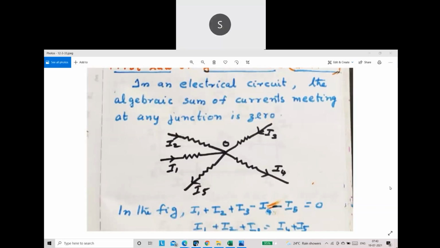Srirag, what is the first rule of Kirchhoff, a very important rule? The algebraic sum of current meeting at any junction in an electric circuit is 0. Current coming towards the junction is taken as positive or negative?